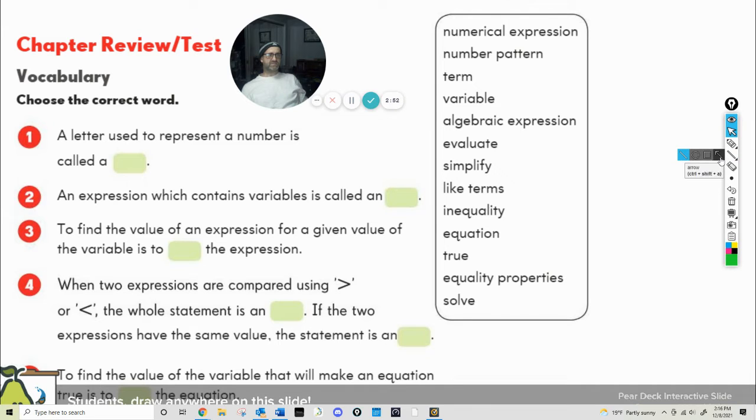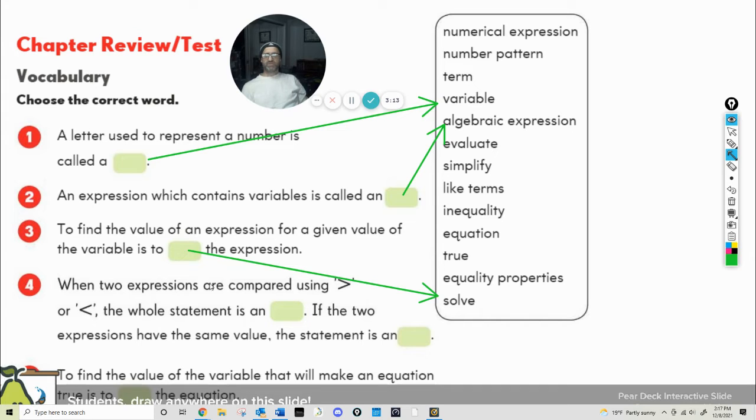Okay, a letter used to represent a number is called a variable. An expression which contains variables is called an algebraic expression. To find the value of an expression for a given value of the variable is to solve the expression. When two expressions are compared using greater than or less than, the whole statement is an inequality. If they have the same value, then it is an equation. And to find the value of the variable that will make an equation true is to, wait.